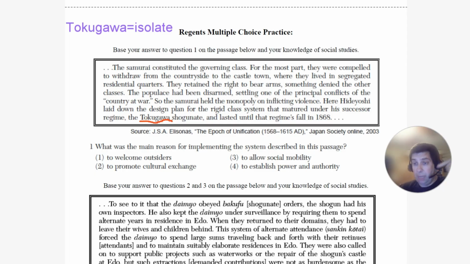Well, that's not welcoming outsiders. If I'm isolating myself, I'm not welcoming outsiders. If I'm isolating myself, I don't want to exchange ideas with outsiders, with other people. So that's another way, just knowing that they laid the groundwork that the Tokugawa follow. They're the isolation people. So again, eliminate this one. And that should bring you, hopefully, back to choice 4 once again.